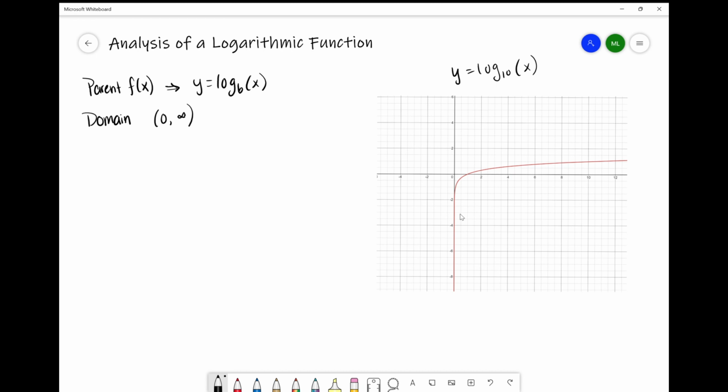Next thing we have is our range. So what is the range of our function here? If we look at our y-axis, you see we've got all real numbers. I can have negative numbers, I can have positive numbers. This is the set of all real numbers, everything from negative infinity to positive infinity. Sometimes we just write it with the R notation.